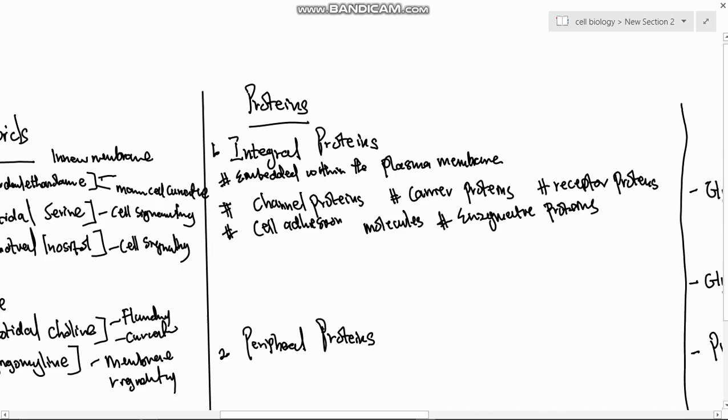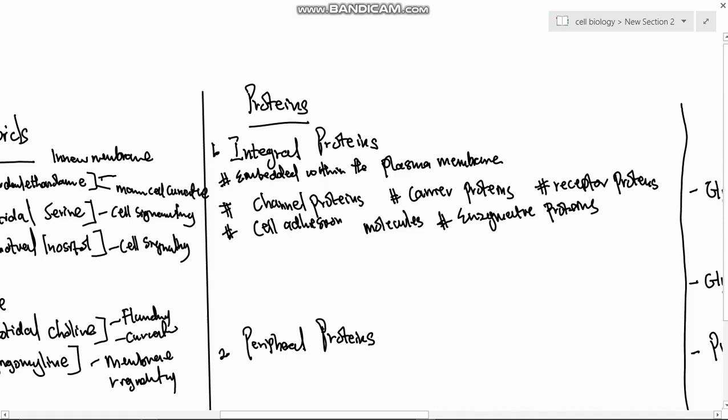So we can talk about the channel proteins too. Then we can also talk about carrier proteins. Carrier proteins are also responsible for the transport of substances. They are substances that are able to move from the extracellular compartment to the intracellular compartment through these carrier channels or carrier proteins. Then we have receptor protein.